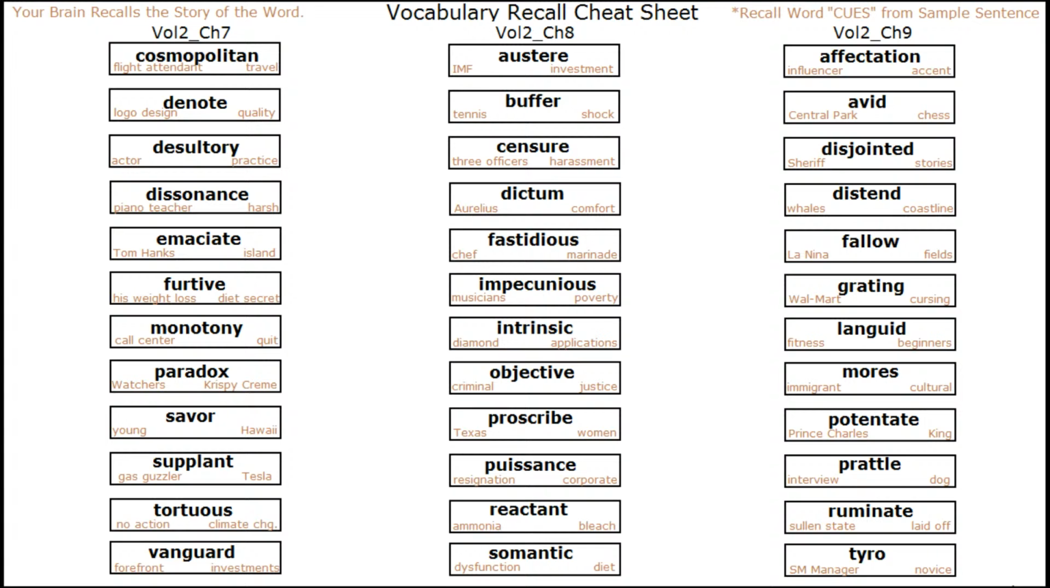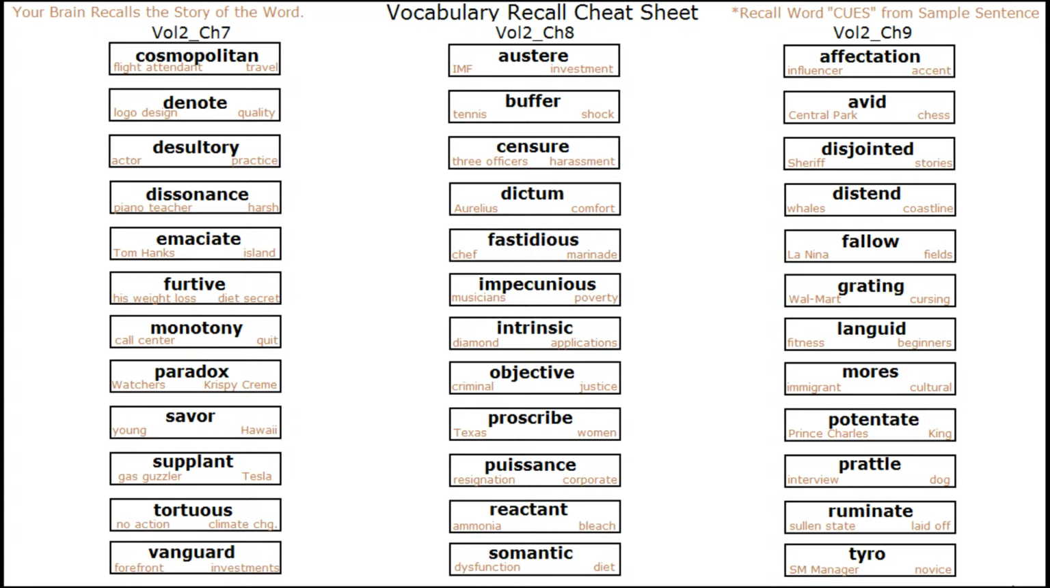The goal of this exercise is actually to assign mentally the bold word in the center of each rectangle to the 2 keywords from actual sample sentences that we worked on in each lesson. Of course, the link to each lesson is in the video description box if you don't recall the sentence. But your brain is going to recall the story of the word. We keep repeating that because it's very, very important.